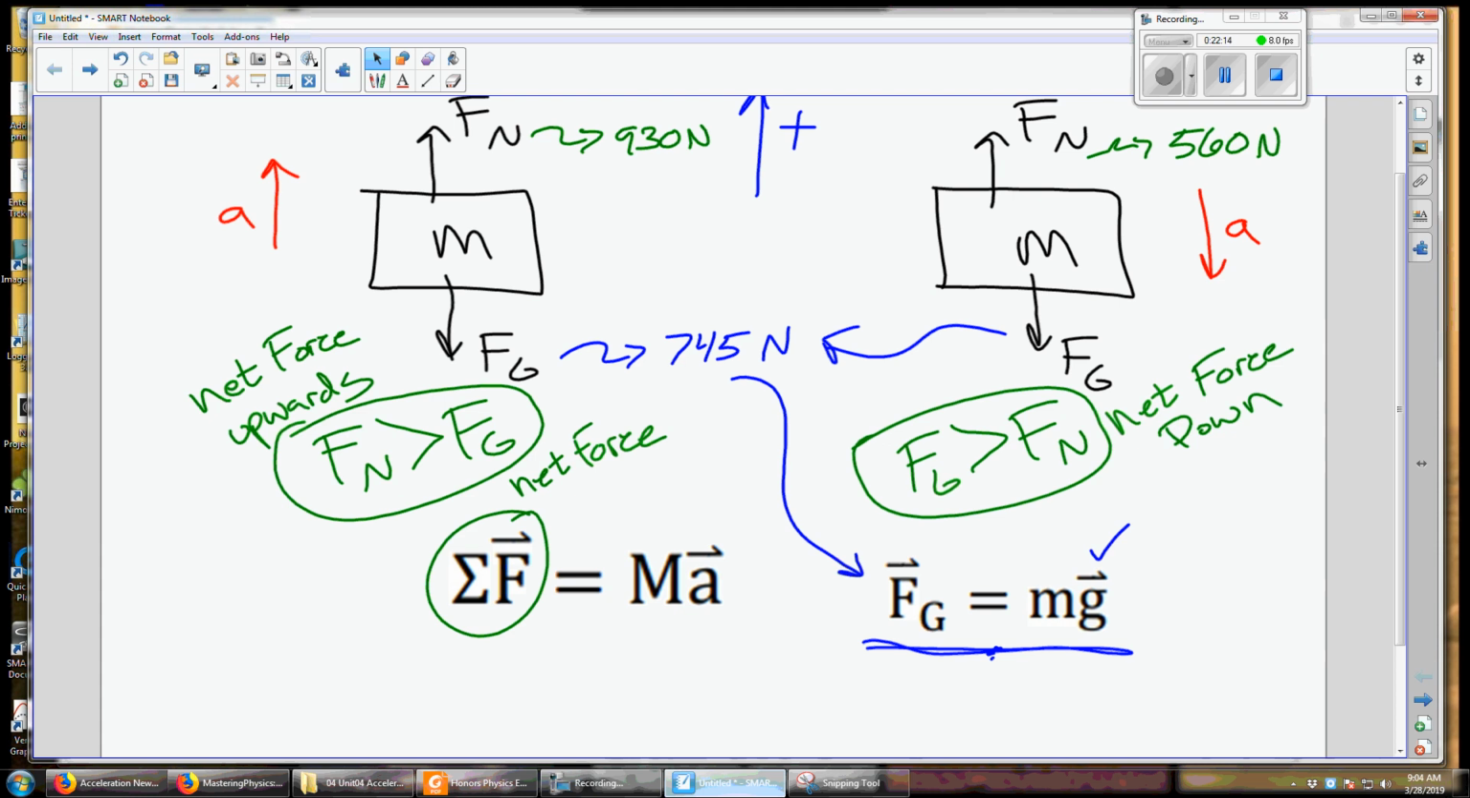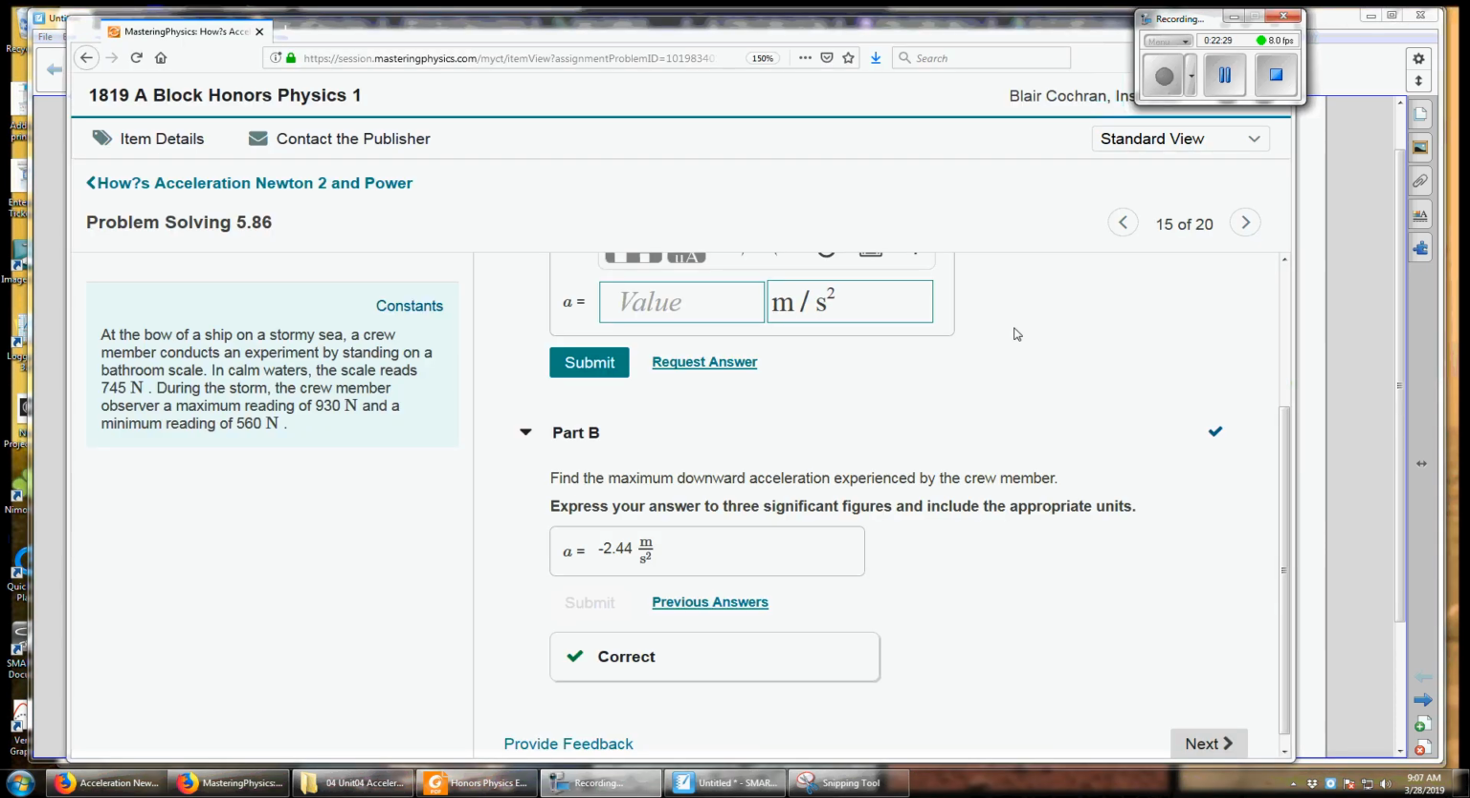So, let's see. Folks, make sure when you put in your answers, remember for part B, it's a downwards acceleration, so it should be negative, because we defined up as positive.